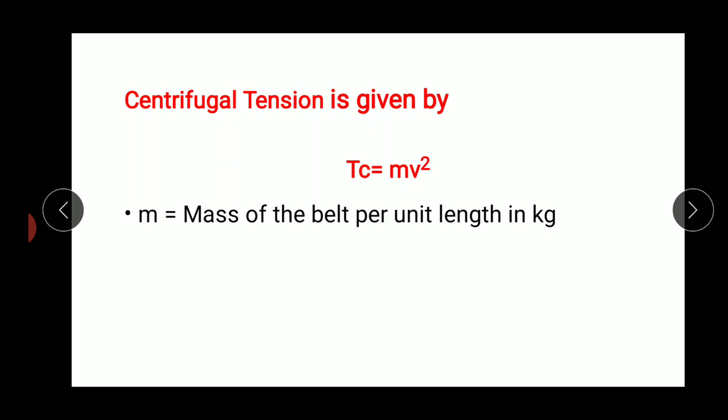You should remember this, because normally we take the notation m as mass only, but in the case of belt drive, the notation m indicates mass per unit length. Then velocity v is in meters per second, the velocity of the belt. It is normally given as pi d1 n1 upon 60 or pi d2 n2 upon 60, as we had seen earlier.